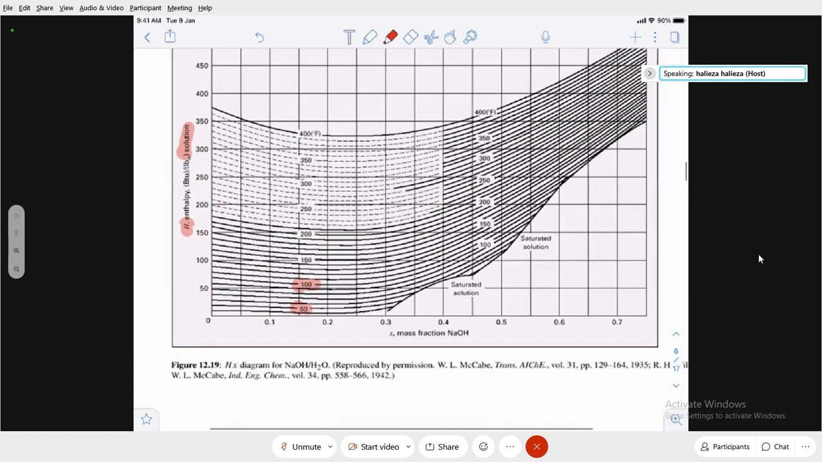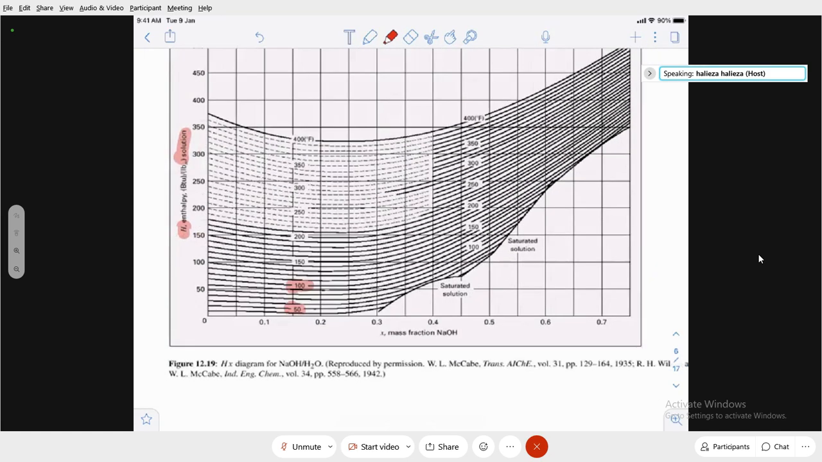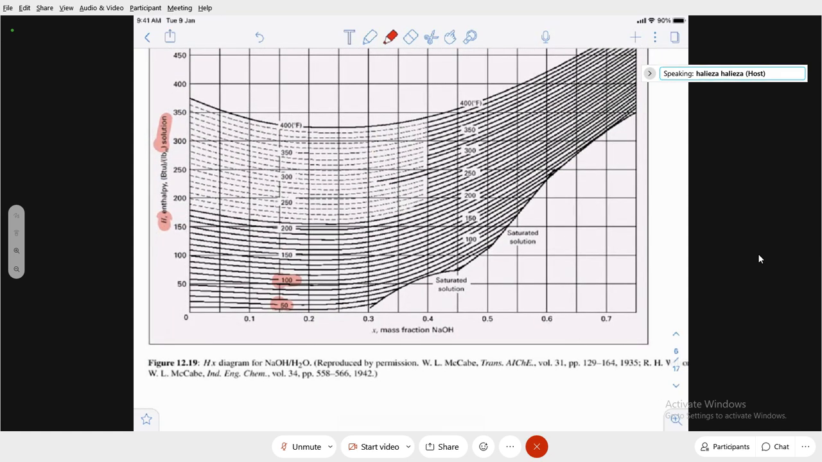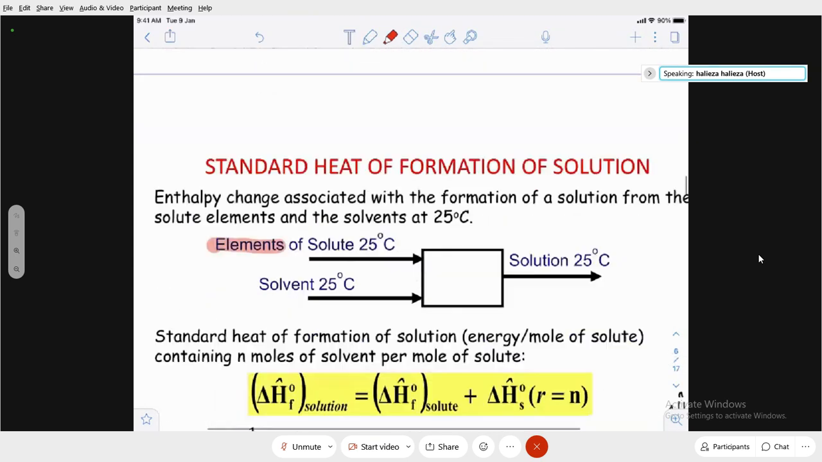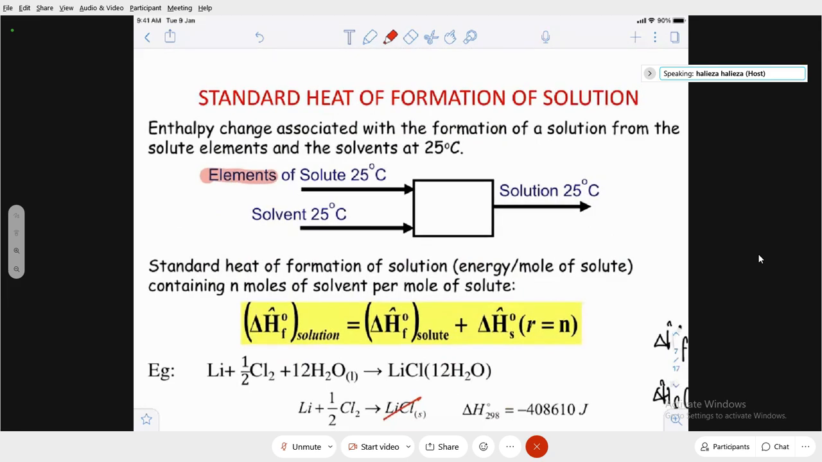Again, you should be able to locate the enthalpy if you look at 0. I'm not sure what the enthalpy is here. This is pure water, but pure sodium hydroxide you cannot locate, because the mass fraction stops at 0.75. So you cannot find pure sodium hydroxide based on this graph. Okay, now this is what we're supposed to look at today.